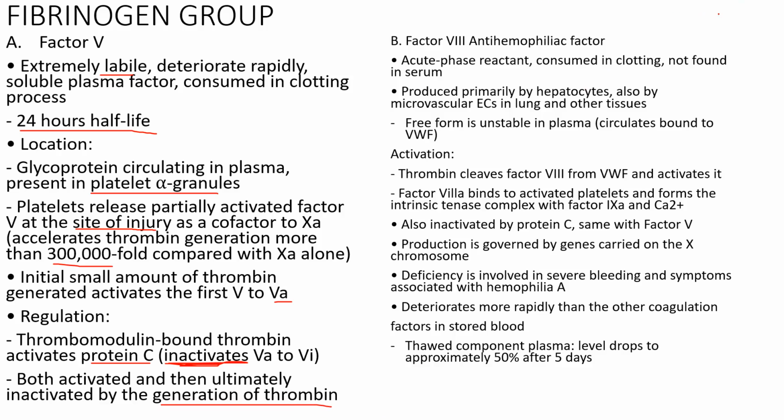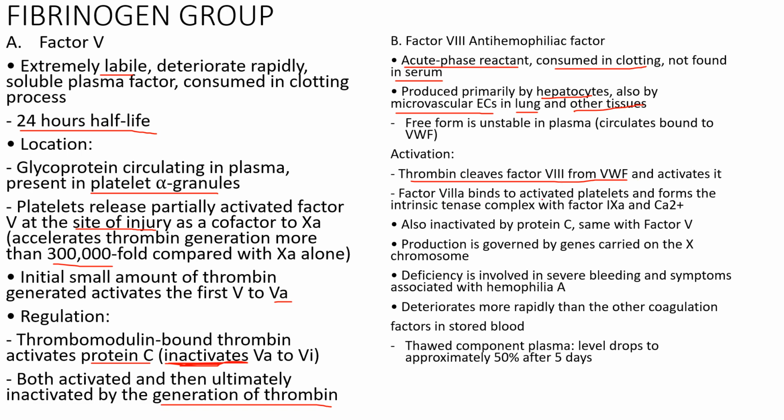Then we have your factor 8 or the antihemophilic factor. This is an acute phase reactant consumed in clotting, not found in serum. Produced primarily by hepatocytes, also by microvascular endothelial cells in the lung and other tissues. Free form is unstable in plasma. It circulates bound to the von Willebrand factor. Now, it is activated when thrombin cleaves factor 8 from von Willebrand factor and activates it.